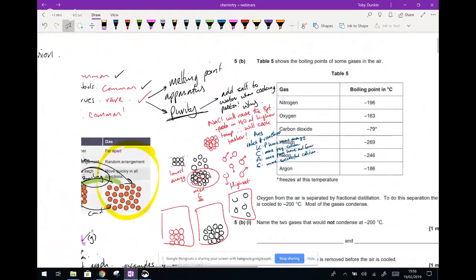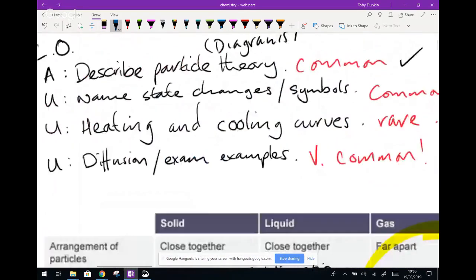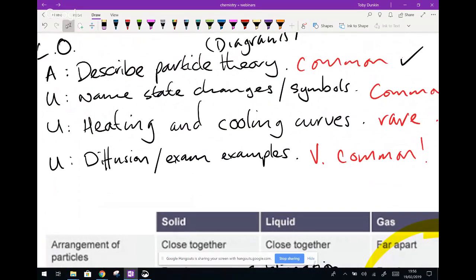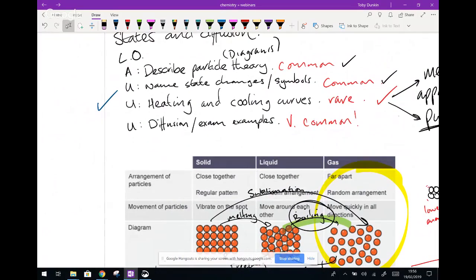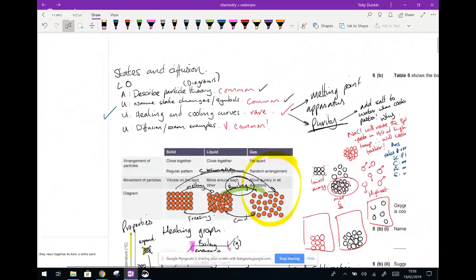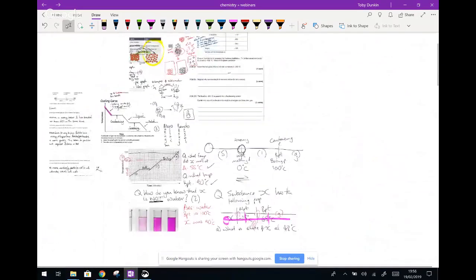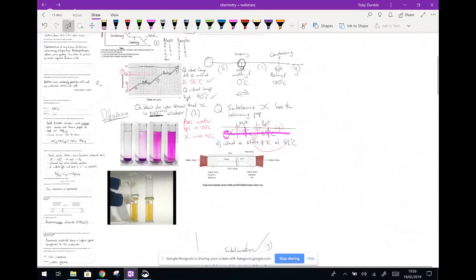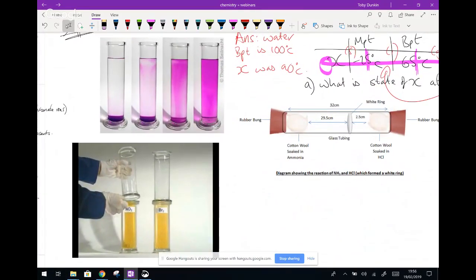Well done. Okay, so I am done with my heating and cooling curves. We are on to the last one, folks, which is diffusion. We still have 14 watches. I think the video has been going on just under an hour. We're nearly done. I've done loads of example questions, but I'm going to be quick with the diffusion. I'm going to be really quick.